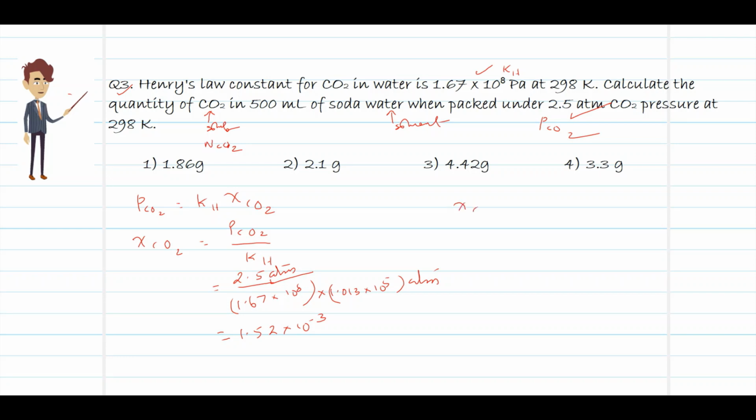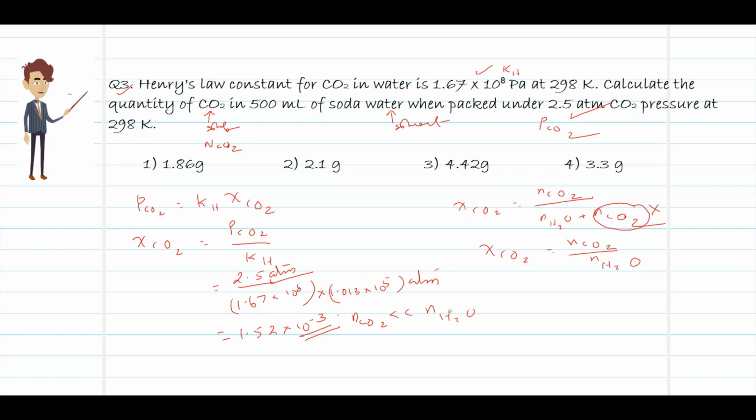Then chi CO2 is equal to nCO2 by nH2O plus nCO2. In the denominator, you can neglect nCO2. This is because if you look at the chi CO2 value, it is in the range of 10 raised to minus 3, very small. Why? Because nCO2 is far less than nH2O. The number of moles of CO2 is far less than the number of moles of water. That's why we have neglected nCO2 in the denominator. So chi CO2 equals nCO2 by nH2O.